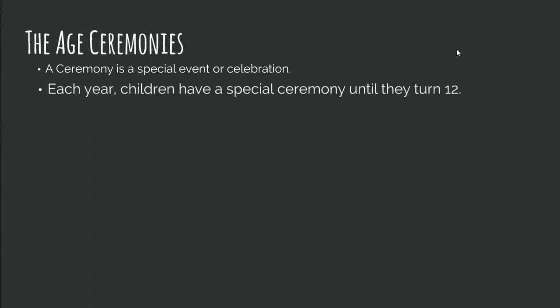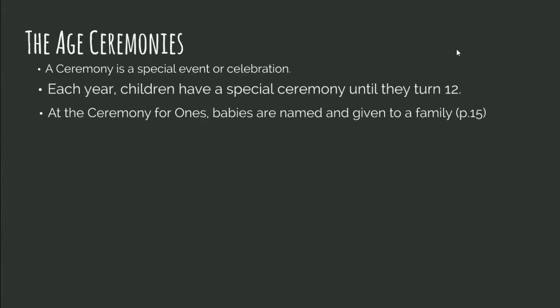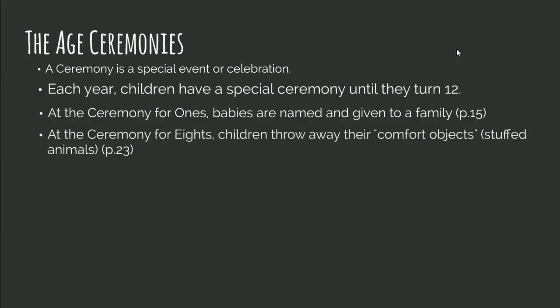The age ceremonies are like big community birthday celebrations. All 50 kids celebrate their birthday at the same time, and they do this every year until they turn 12. At the ceremony for ones, babies are named and given to a family. At the ceremony for 8s, children throw away their comfort objects, which are stuffed animals.